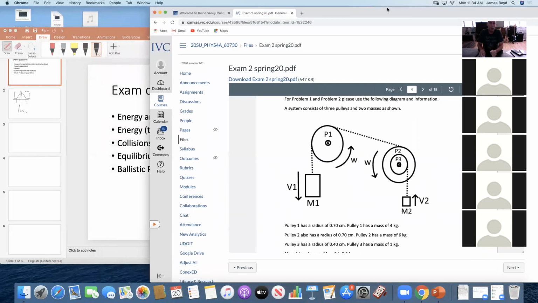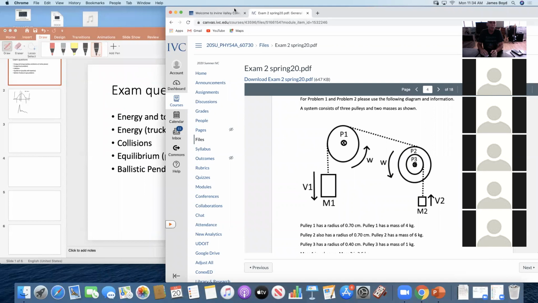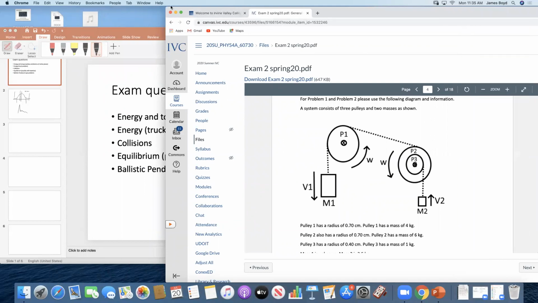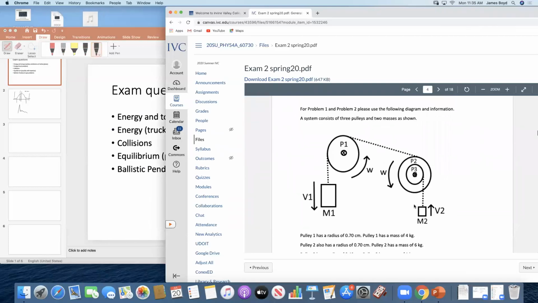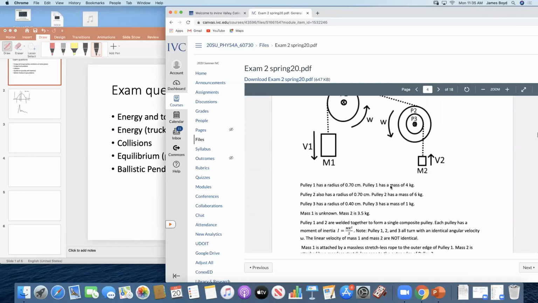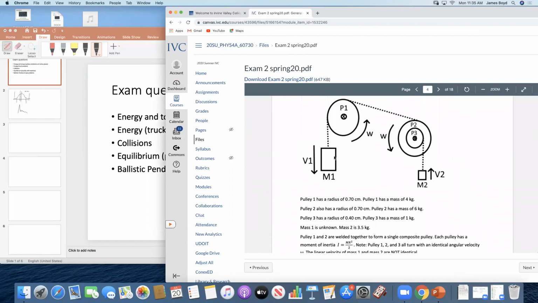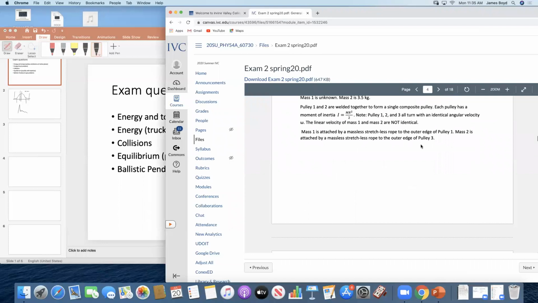So in this problem, and I'm going to kill my video, what we have is two pulleys, and the two pulleys are connected by ropes. One of the pulleys is actually two pulleys welded together, and there's a mass hooked onto each one. If you read through the problem, you find out that we don't know this mass right here, but we know that it's falling and we know this one's rising. And so we're going to go through the steps of how to solve this.